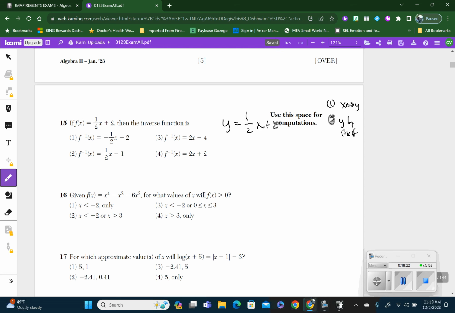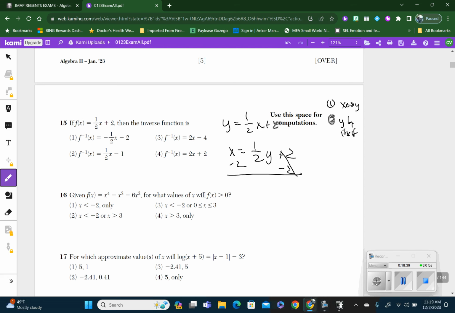But let's just do this, right? So we're going to take any x's and switch it with y's. So we get x equals 1/2 y plus 2. And then we're going to get the y by itself. So how do you do that? Move the 2 over, so minus 2. So this cancels out.